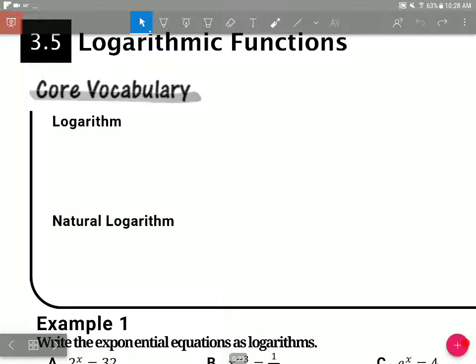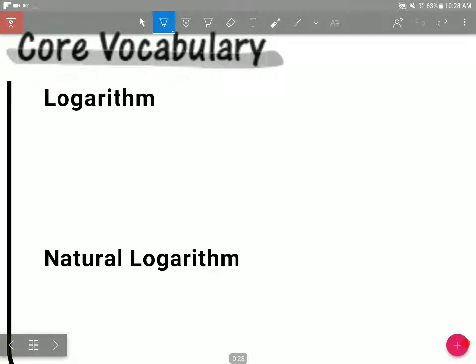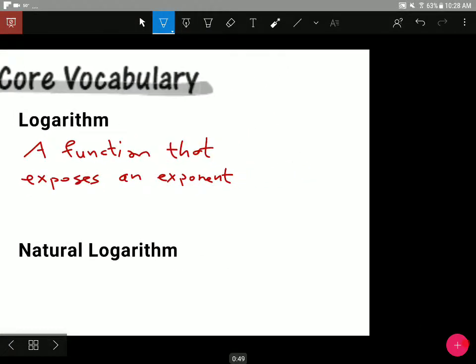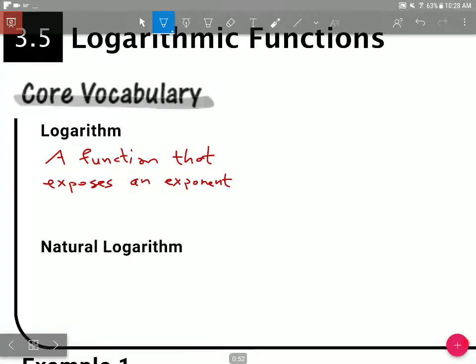But a logarithm, in its essence, is a function that basically exposes an exponent. It's basically a way to get to an exponent. So if you have something like, let's say you've got the equation 5 to the x equals 12. All right?